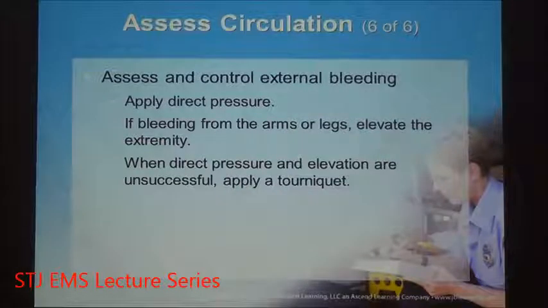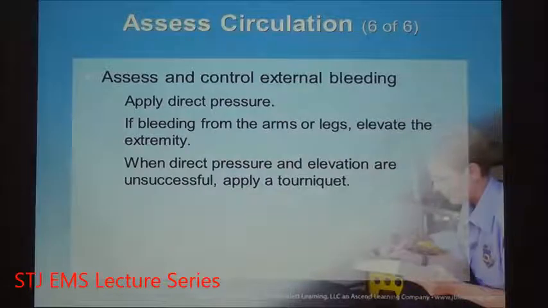During this circulatory check, if we see external bleeding, this is when we control it. We apply direct pressure. We elevate the extremity. And if the direct pressure and elevation are not successful, we think about a tourniquet. Yes, tourniquets are part of the standard curriculum. We're concerned about stopping bleeding to extremities. They're used for extremity bleeding only.